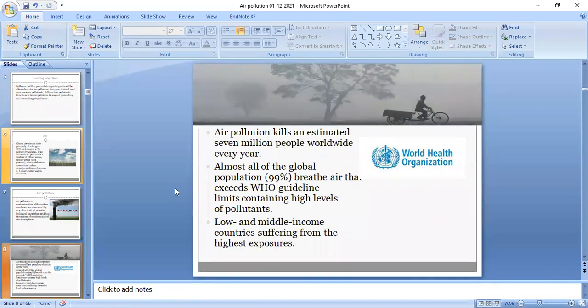According to the WHO, air pollution kills an estimated 7 million people worldwide every year. Almost all of the global population, about 98%, breathe air that exceeds the WHO guideline limits, containing high levels of pollutants. Low and middle income countries are suffering the highest exposures.